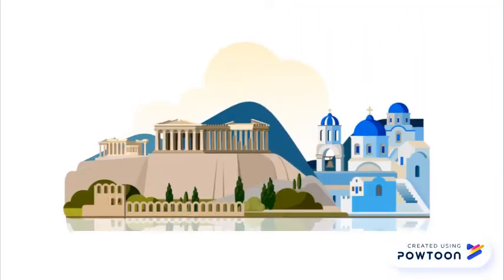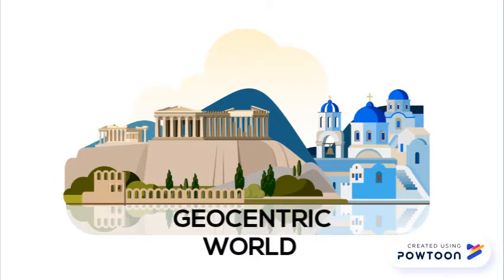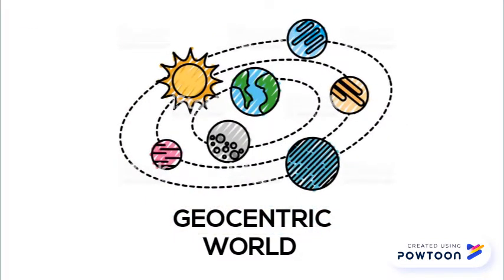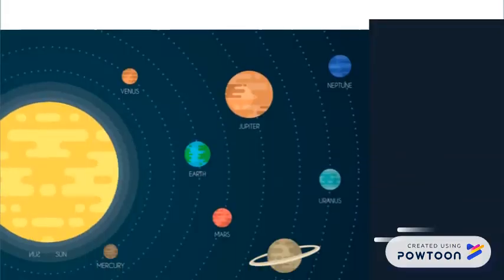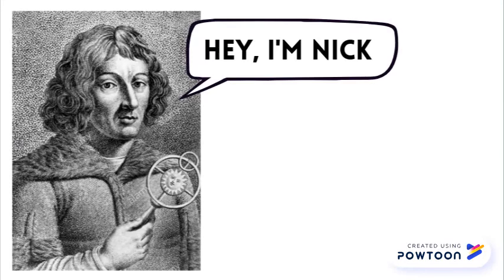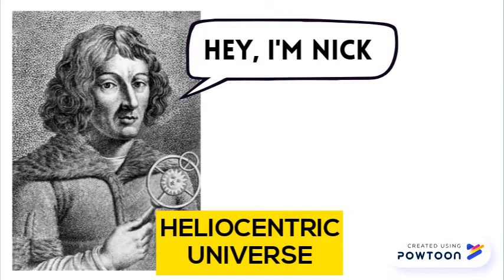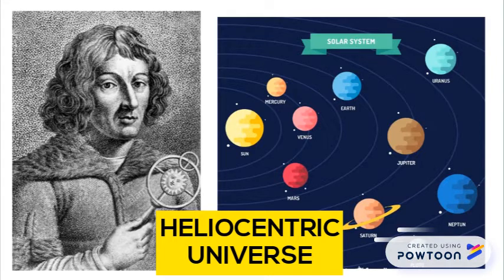Originally, in ancient Greece, people thought they lived in a geocentric world, where everything revolved around Earth in perfect circles, when in fact, everything orbits around the Sun. In the 16th century, Nicholas Copernicus proposed a heliocentric universe where the Sun is at the center of the universe and the Earth moved around it. He also stated that the Moon revolved around the Earth.